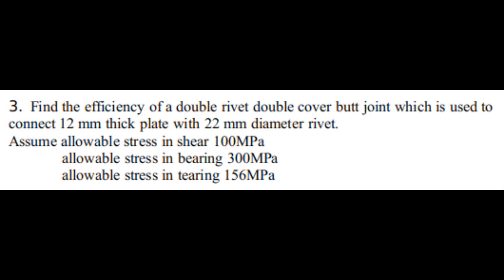Find the efficiency of a double rivet, double cover butt joint which is used to connect 12 mm thick plates with 22 mm diameter rivet. Allowable stress in shear 100 MPa, allowable stress in bearing 300 MPa, allowable stress in tearing 156 MPa. Let us see how we solve it.